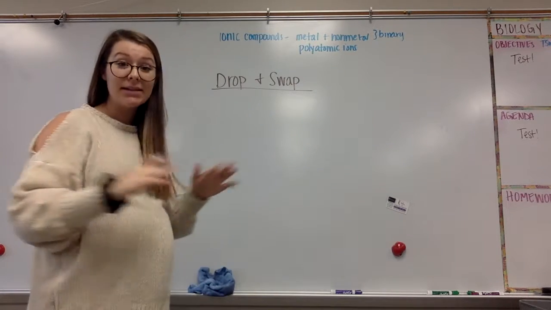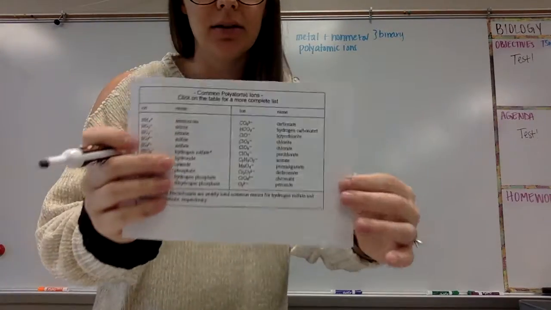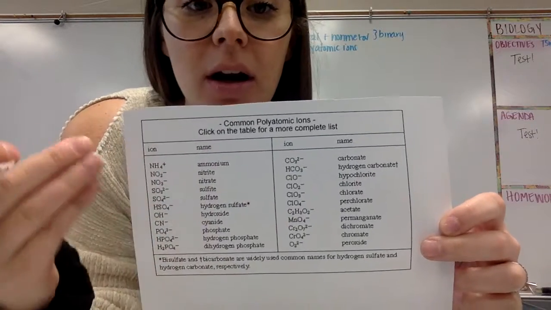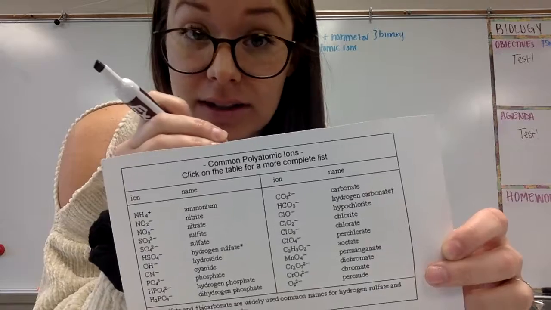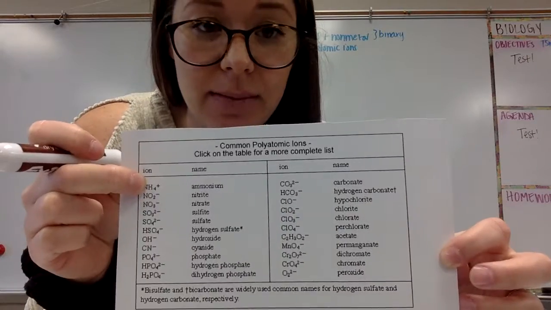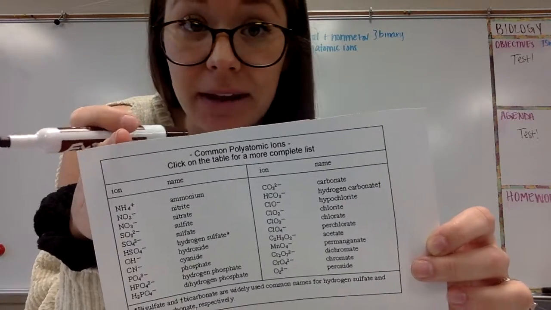Okay, same exact thing. So you're going to look at your polyatomic ions list right here. And these pair with metals or nonmetals. So most of them are negative ions. That means they pair with a metal that's going to be positive. The only one that doesn't is this ammonium right here because it's your only positive polyatomic ion. So any of your negative ones are going to pair with a positive ion and drop and swap the exact same way.